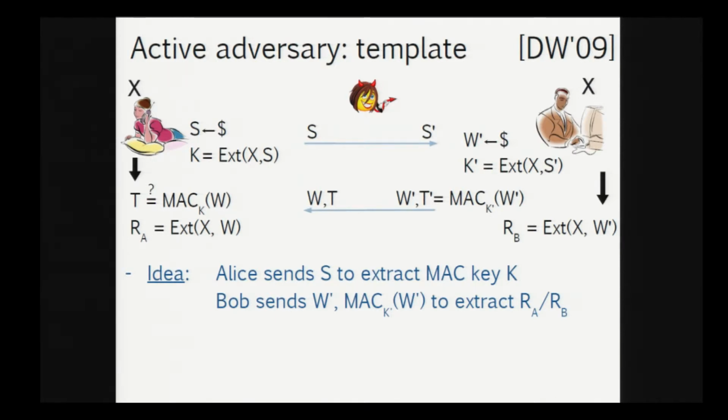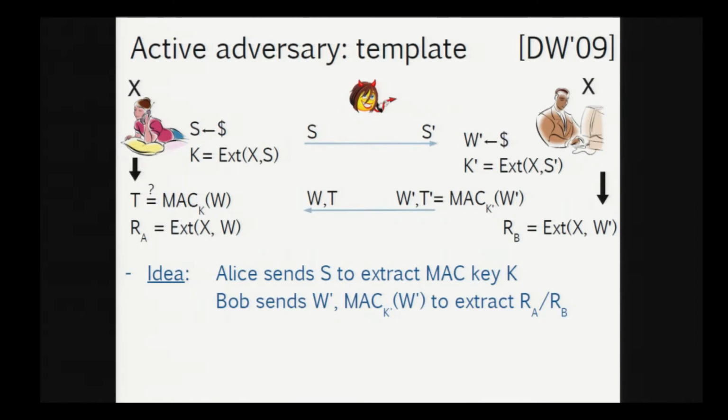So this is a template for a 2-round protocol in the active adversary setting. This template is originally due to the work of Dodis and Wichs. And the idea is as follows. Alice again sends a seed S, but this time Bob is going to use it to extract a key K for a MAC. And then Bob is going to choose his own seed W, compute the MAC of that, and send W and the MAC over to Alice. And then they're both going to extract using W to get the key R that they're going to use.